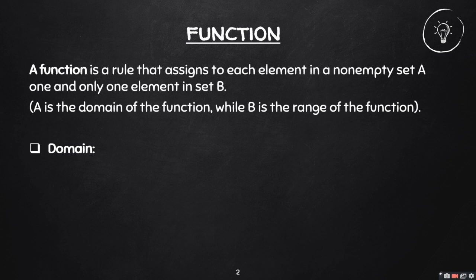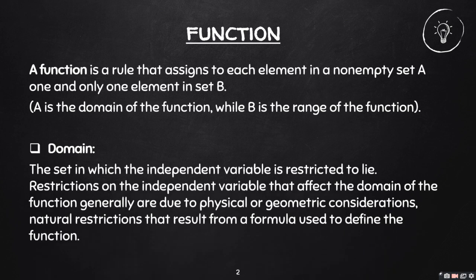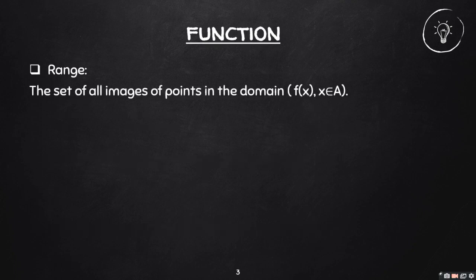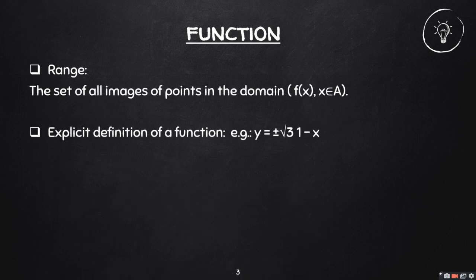So talk about domain. The set in which the independent variable is restricted to lie. Restrictions on the independent variable that affect the domain of the function generally are due to physical or geometric considerations, or natural restrictions that result from a formula used to define the function. Range: the set of all images of points in the domain.